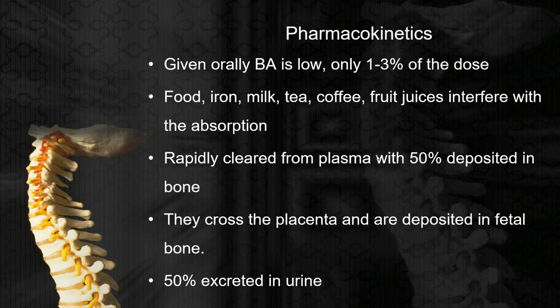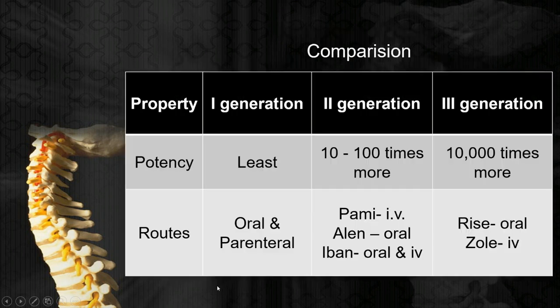These all interfere with the absorption. In the same way, bisphosphonates present in the plasma are rapidly cleared, and 50% of the bisphosphonates get deposited in the bone. These bisphosphonates can cross the placenta. It is very significant. The drugs which cross the placenta expose the fetus to them, and these bisphosphonates get deposited in the fetal bone. Because of this, bisphosphonates are not given in pregnant females as well as lactating mothers. Bisphosphonates are 50% excreted in urine.